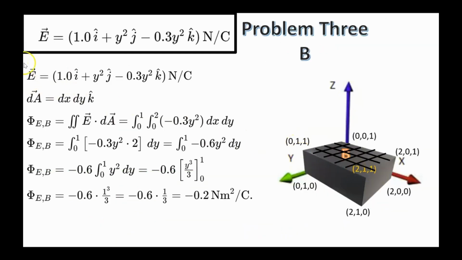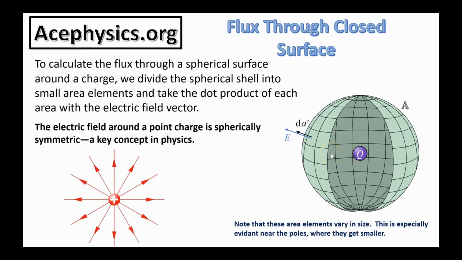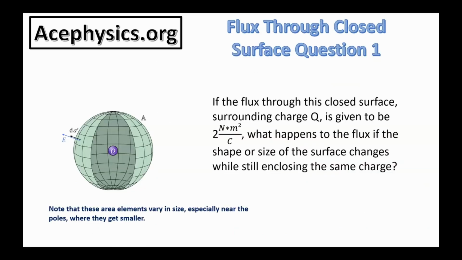In this example, each one of the area elements was dx times dy, and so they were all the same size, in this case where it's flat. But when you have a sphere, the area elements are not all the same size. If the flux through a closed surface surrounding a charge is given to be 2 newtons meters squared per coulomb, what happens to the flux if the shape or size of the surface changes while still enclosing the same charge?